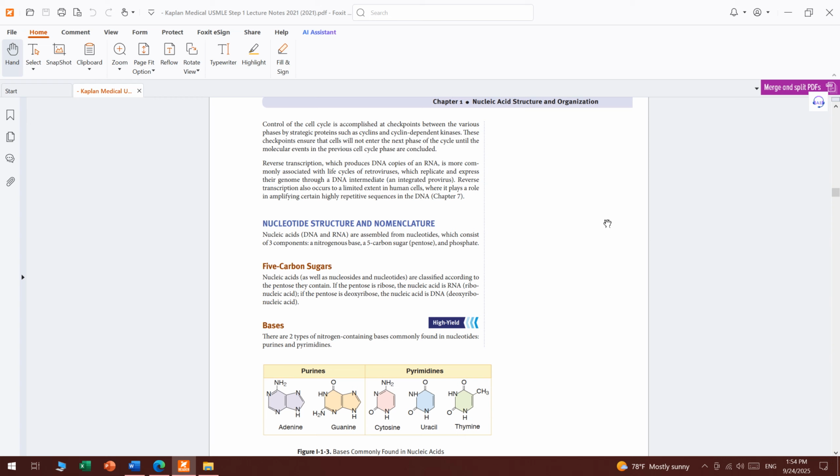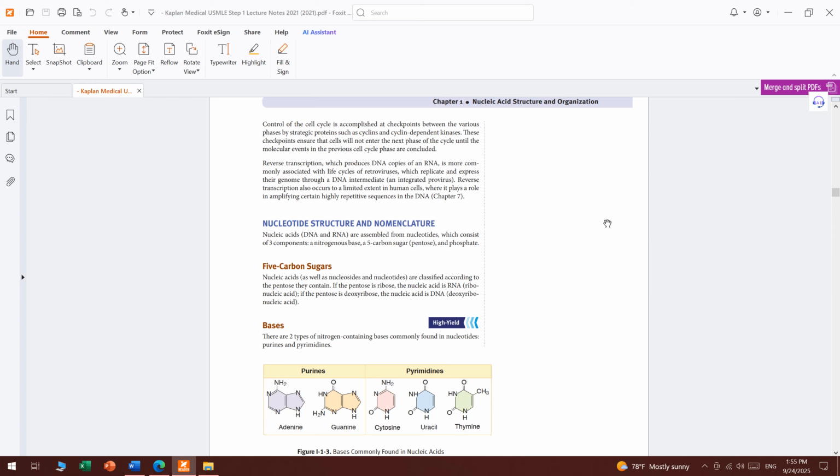This allows the viral genetic information to be passed on to daughter cells along with the host's own DNA. Although less prevalent, reverse transcription also occurs to a limited extent in human cells, where it plays a role in amplifying certain highly repetitive DNA sequences within the genome, such as LINE elements, which are a type of retrotransposon.